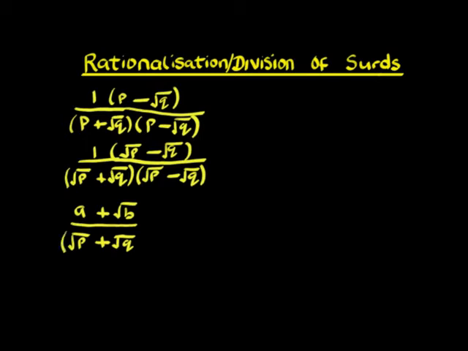So our denominator here now is root p plus root q. So we multiply that by root p minus root q. The conjugate will take a negative sign. The same thing applies here. At the numerator, we multiply by the conjugate of the denominator, minus root q.